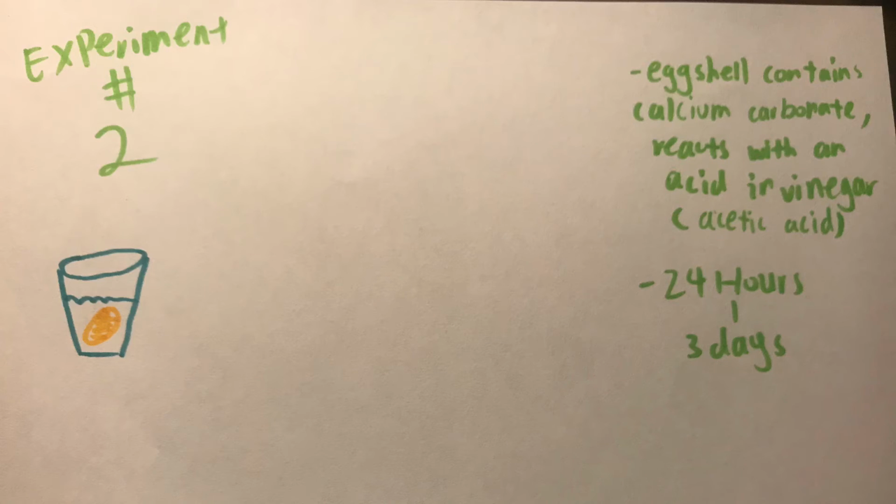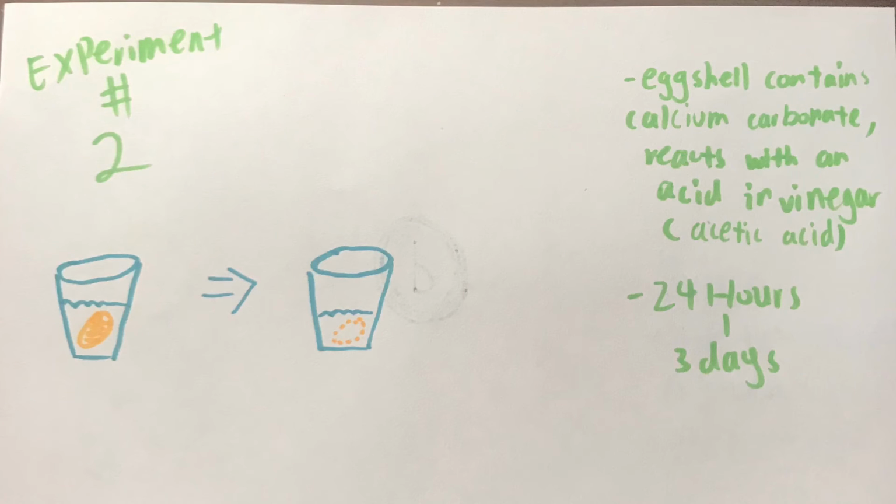Although, according to experiments and the internet, the eggshell is supposed to dissolve within 24 hours to 3 days, when I did the experiment, it wasn't able to dissolve within 3 days. So what happened? My hypothesis is that it didn't work because the acidity of the vinegar isn't as high as what others have been using. Maybe that's one of the reasons why it didn't work.